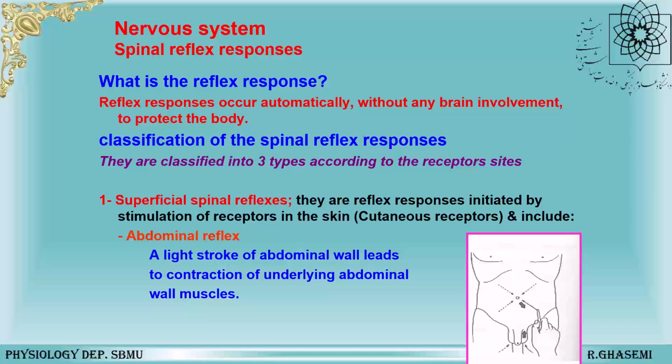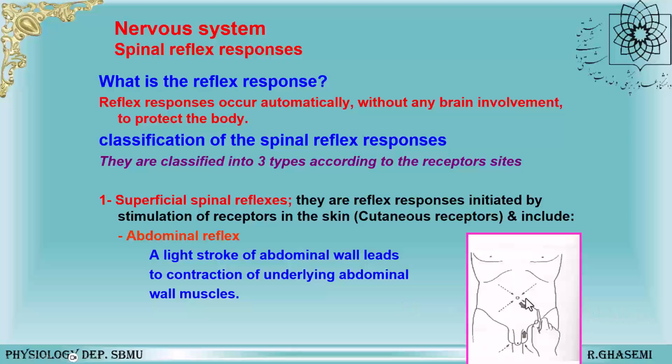As you recall from the last discussion, I told you about the reflex arc, and one of the elements in the reflex arc was the receptor. For the spinal reflex, according to the type or localization of the receptors, we can classify spinal reflexes into two parts: superficial spinal reflexes, where the receptors are placed in the skin, and the deep spinal reflexes.